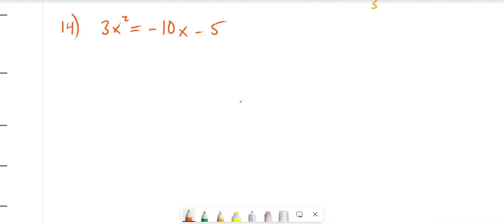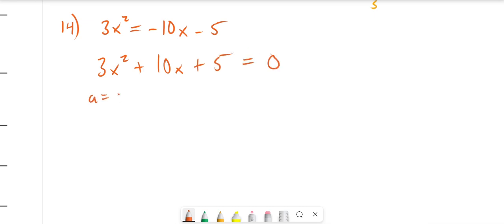Problem 14 is a quadratic equation, but it's not quite in the right form yet. We want to set it equal to 0. I like to leave my leading term positive, so I'm actually going to move these terms from right to left by adding them to both sides. This gives me 3x squared plus 10x plus 5 is equal to 0.